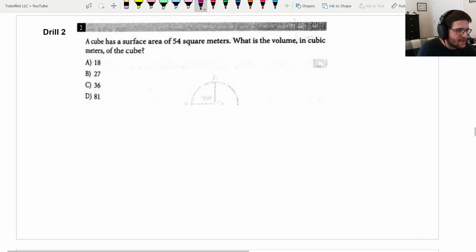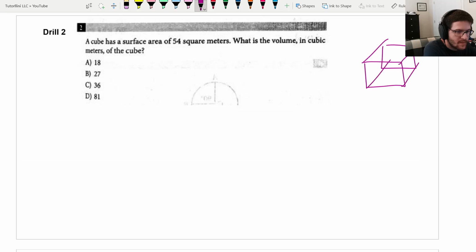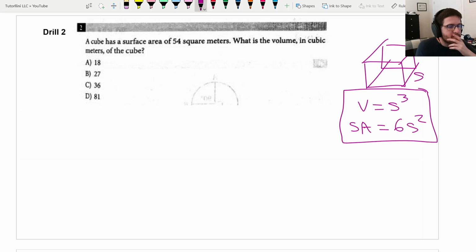Okay, so a cube has a surface area. Okay, so this is not on the reference sheet, so if you want to write this down, you can. So cubes, they have a volume of the side length, the edge length cubed, and the surface area is there's 6 faces, and each face has an area of s squared. That's the area of a square. So 6 times s squared, or 6s squared. You could totally see these on the test.